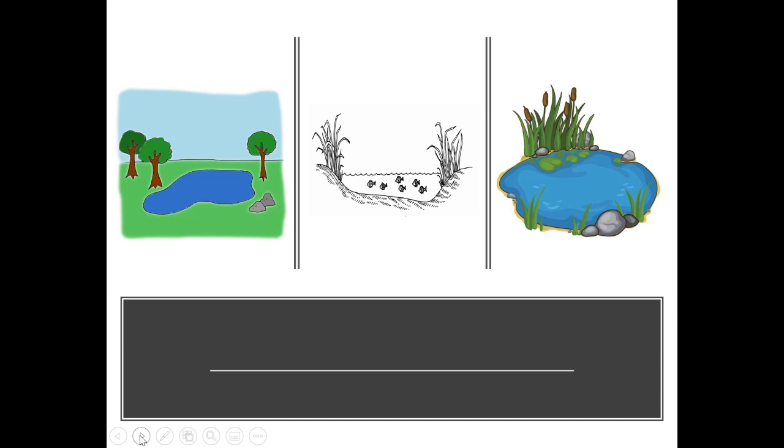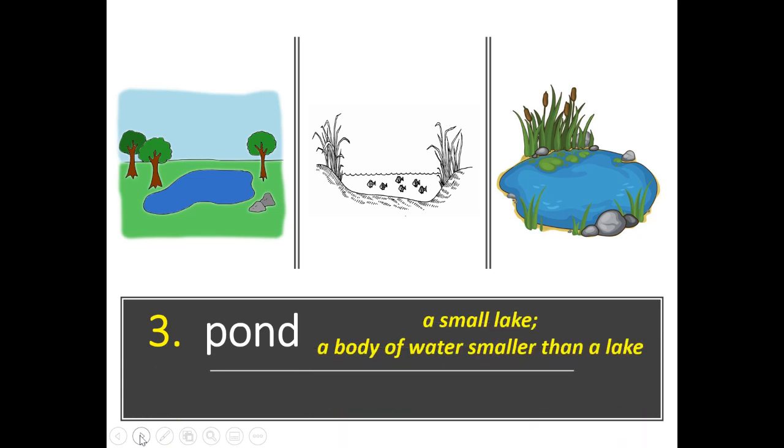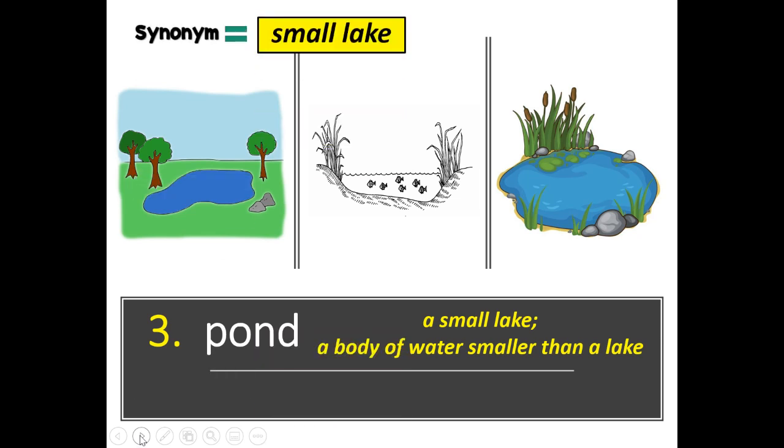Well, in the first picture, I notice it looks like a small lake. In the second picture, it looks like a pond. And in the third picture, a pond. So how are these pictures the same or similar? They all? Well, they all show a pond, P-O-N-D, pond. What is a pond? A small lake, a body of water smaller than a lake. So a synonym could be small lake. So write pond in the second column, write small lake.